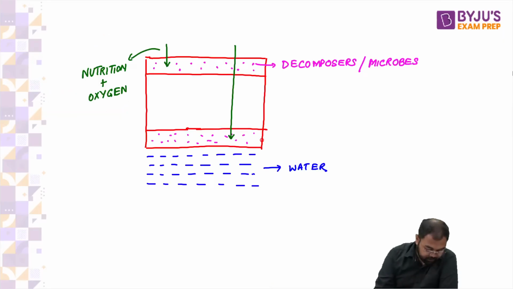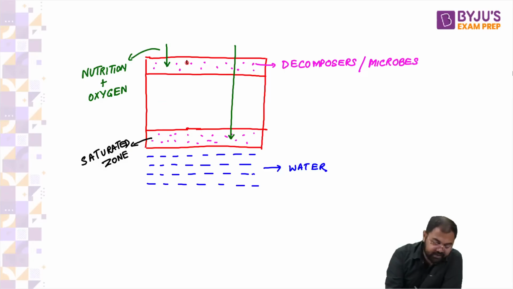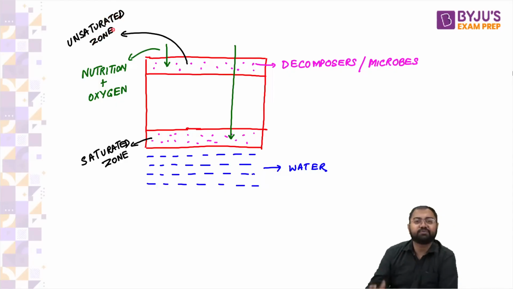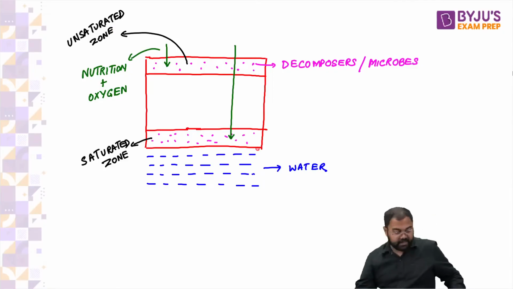this bottom layer is basically called the saturated zone. This layer is called the saturated zone. And this layer is called the unsaturated zone. And for a very simple reason. Just think of a reason. Why do you think that this layer, the bottom layer, is being called saturated, and why are we calling the top layer the unsaturated zone? Just take a guess.